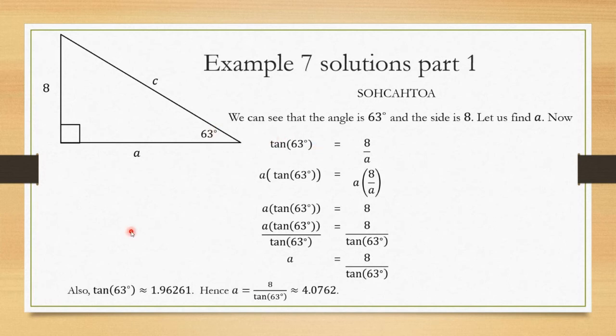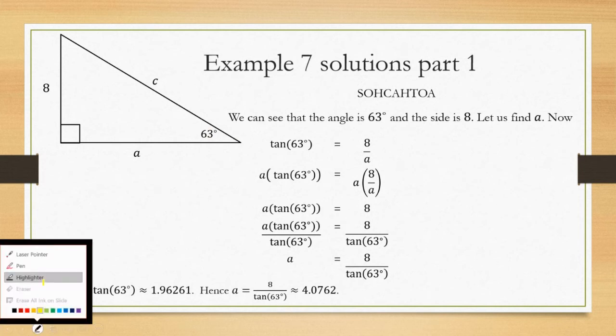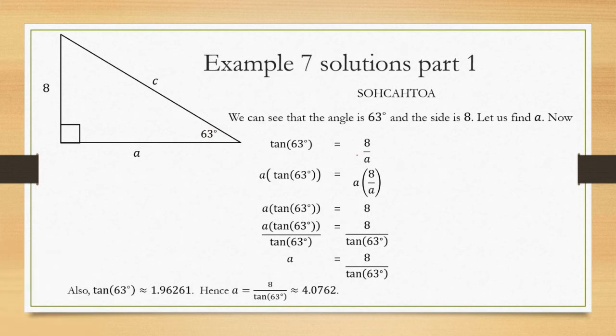All right, that's good. So what do we do now? Well, basically, we have to solve for A. So what I did here was I multiplied both sides by A. These cancel. And what we get is A times the tangent of 63 degrees is 8. Okay, but we want A, so we have to get A all alone. So we're going to divide by tangent of 63 degrees. We divide by that. And we get A is 8 over tangent of 63 degrees.